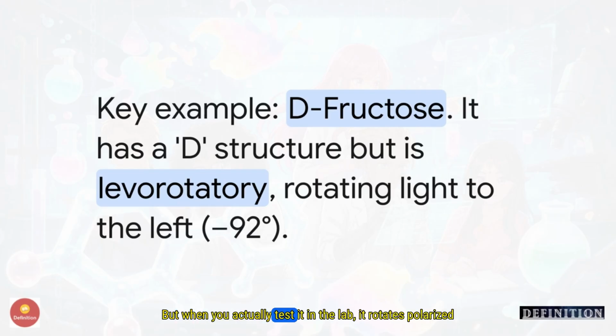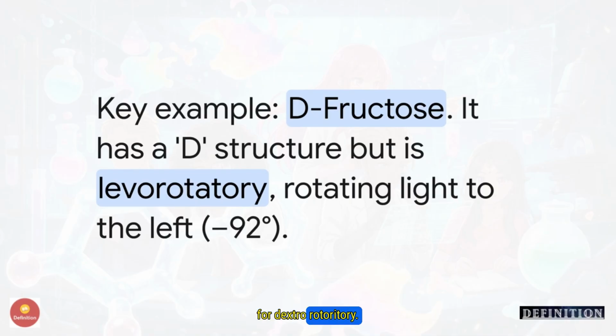But when you actually test it in the lab, it rotates polarized light to the left. It's levorotatory, so its full name is D-fructose. This is the ultimate proof that D absolutely does not stand for dextrorotatory.